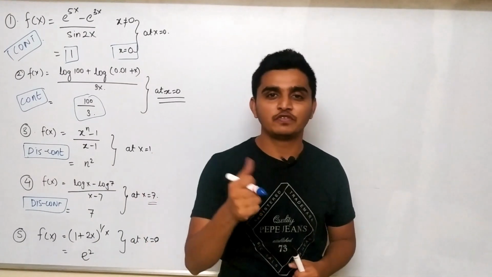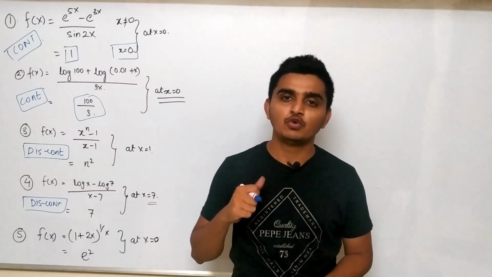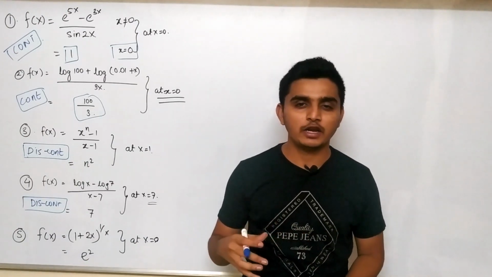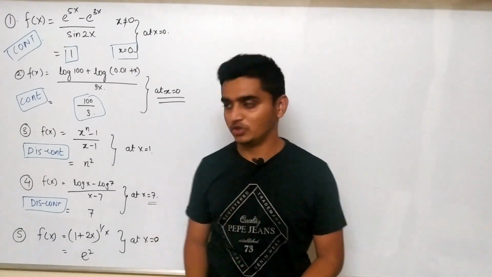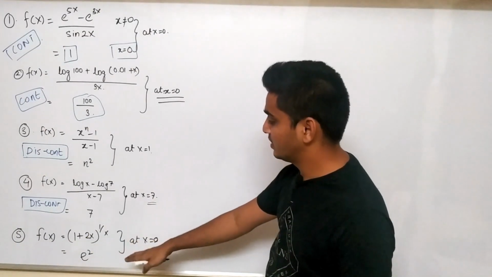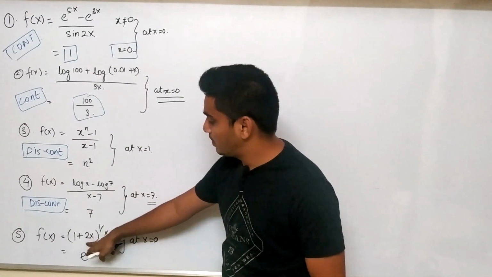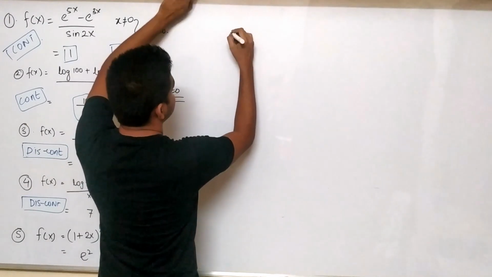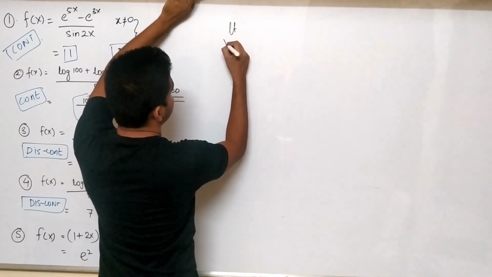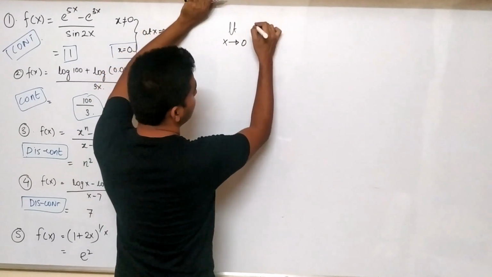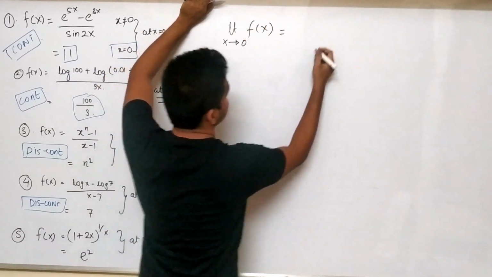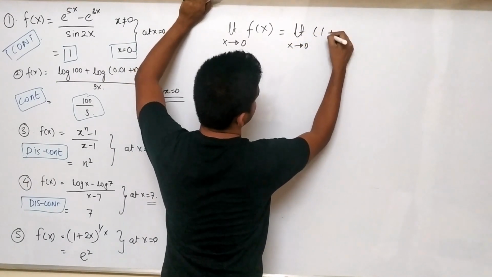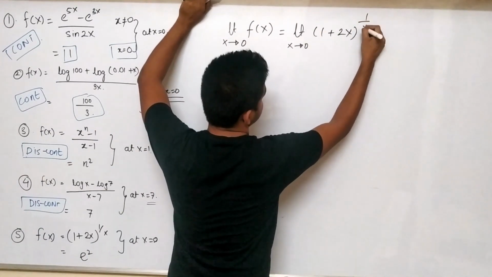Okay, so now moving on to the fifth question. We'll do one question by the traditional method which is used in board exams, and we'll try to do one example with a detailed solution, which is f of x equals 1 plus 2x raised to 1 upon x as x tends to 0. We'll write each and every step. So limit x tends to 0 of f of x is limit x tends to 0 of (1 plus 2x) raised to 1 upon x.